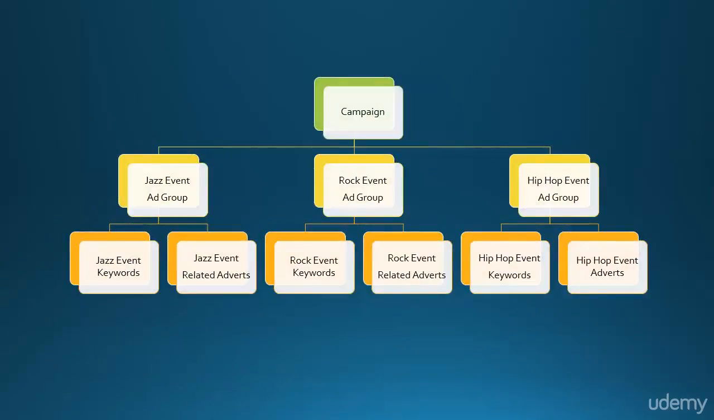To look at the example of the nightclub in New York, it has 3 categories of events that it wants to promote: jazz, rock and hip hop. It needs a separate keyword list for jazz and a separate advert list for jazz, and these group together in the ad groups, and you can repeat this as you go further on down the table. Again, for each of those ad groups, we need a separate landing page.